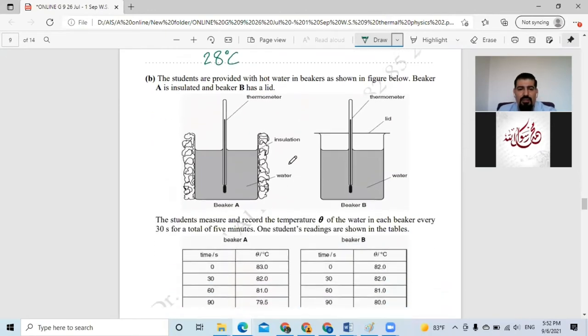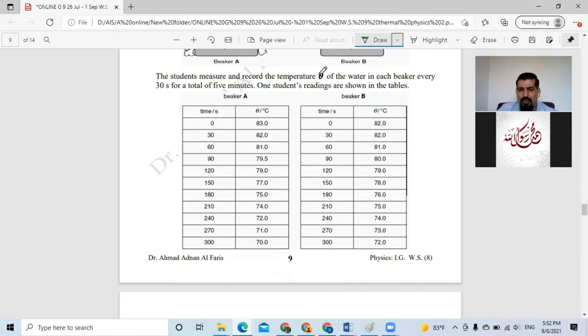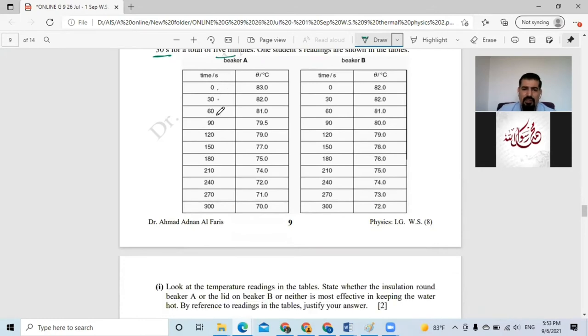It's hot, yes. Okay, then what do they do here in part B? A student is provided with hot water in beakers. We have two beakers with hot water as shown. Beaker A is insulated. We have insulation here, okay? While beaker B has a lid, a cover on its top. We put a cover on top, okay? So the student measures and records the temperature theta for each of the beakers every 30 seconds, and did that for 5 minutes, as shown. So 0, 30, 60, until 300 seconds, which is 5 minutes, for both experiments, for beaker A and beaker B.